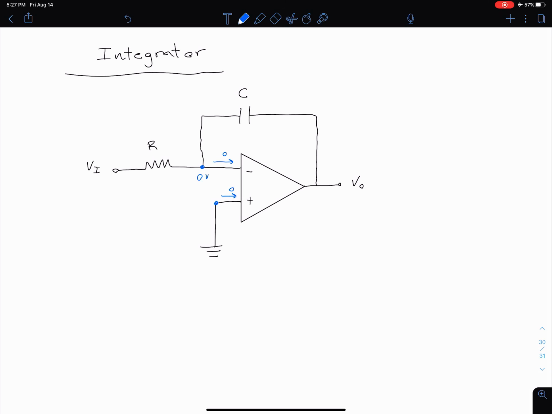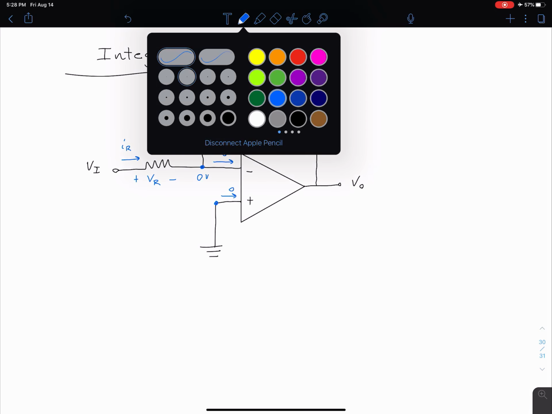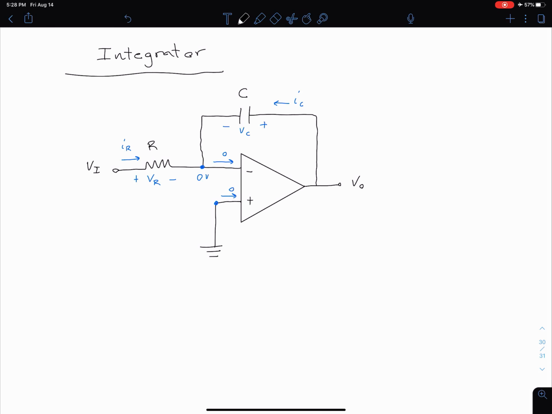I can go ahead and label some other things as well to aid in my analysis. Let me define a current going through my resistor as I sub R, and a voltage across my resistor as V sub R. I can do a similar thing for my capacitor: I'm going to define some current going through this capacitor as I sub C, and a voltage across it, V sub C. Notice in both cases I've defined it such that my reference current is going through a drop in our reference voltage polarity. That means we're going to use a positive sign in our passive sign convention, but there's no reason that you couldn't define voltages or currents differently. You just have to keep in mind that passive sign convention.